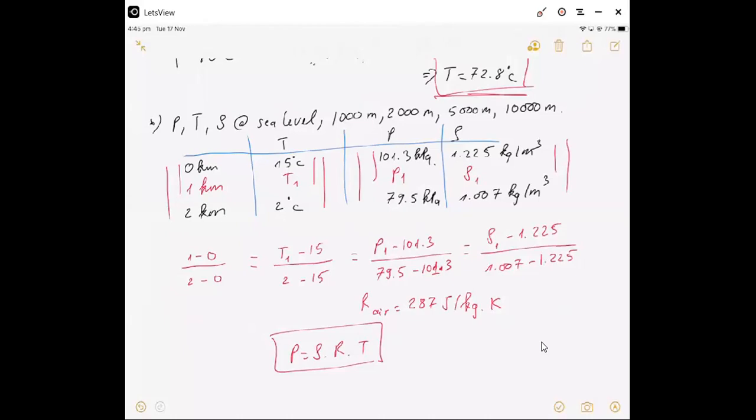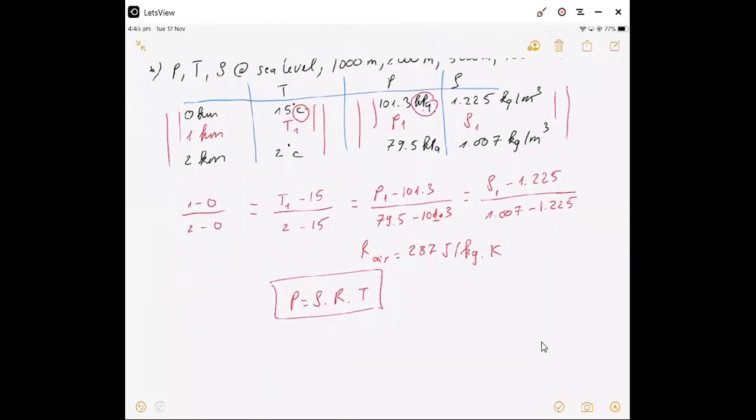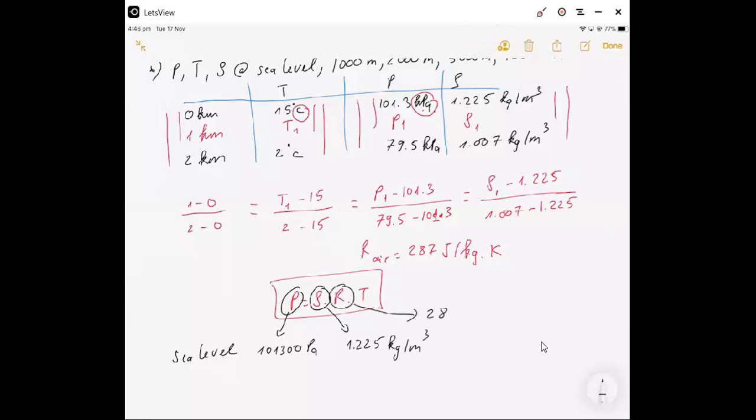You can double check. Remember that P you have to convert to Pascal, not kilopascal. Temperature, not Celsius, use the Kelvin scale. For example, at zero sea level, pressure will be 101,300 Pascal. Density 1.225 kilogram per meter cube, SI unit. R is 287 joule per kilogram Kelvin, and temperature is 15 Celsius plus 273, or 288 Kelvin.